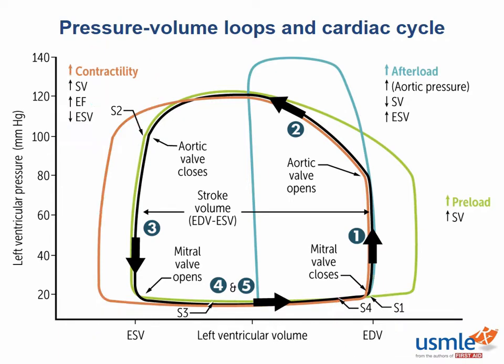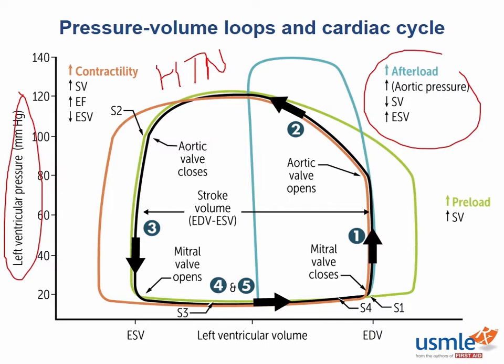Now what about this last situation here, this blue situation? We have an increase in afterload. Well, first, what sort of situation are we discussing when we talk about an increase in afterload? We're talking about something like a hypertensive patient or somebody with arterial hypertension. In this situation, we have an increased aortic pressure. As a result, in order for the left ventricle to eject its volume, the pressure within the left ventricle must be greater than the pressure in the aorta. That's the only way the aortic valve is going to open.